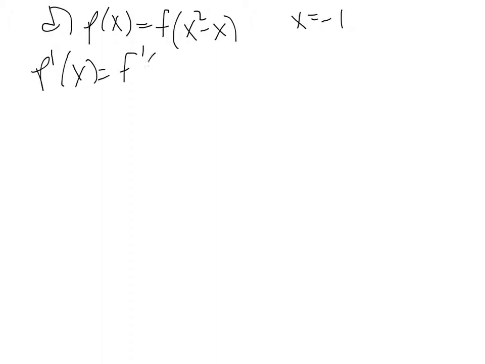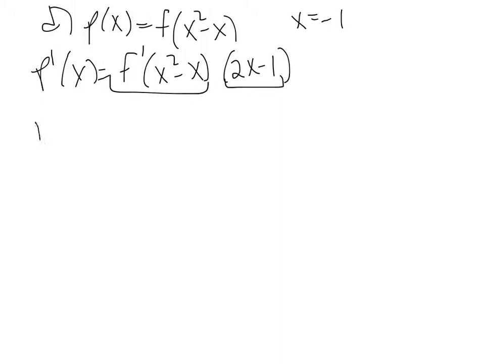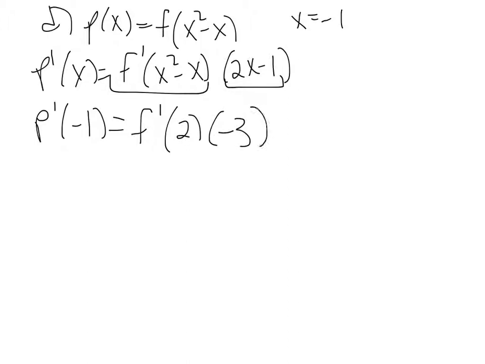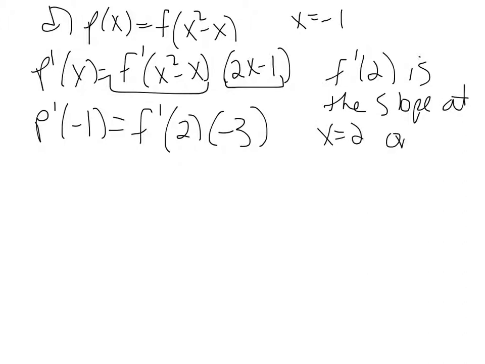So the derivative is, now remember, this is the chain rule, right? The derivative of the outside times the derivative of the inside. So p prime of negative 1 is going to be f prime of negative 1 squared is 1, 1 minus negative 1 is 2, times 2 times negative 1 is negative 2, so negative 3. So I need to find out what f prime of 2 is. Sorry, that's the slope of the graph. So f prime of 2 is the slope at x equals 2 on the graph.